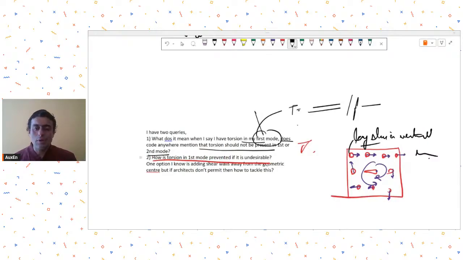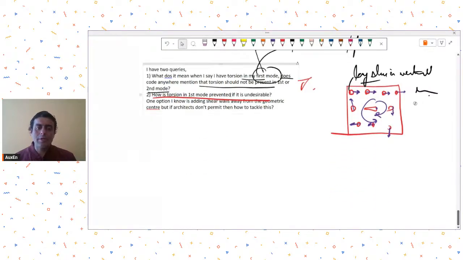when the structure is excited upon by earthquake frequencies, and that's why it's undesirable. I'm not saying you should not, I mean, it's undesirable. If it is there, you have to manage it, but it is undesirable for us.